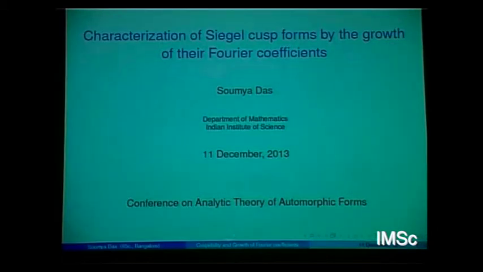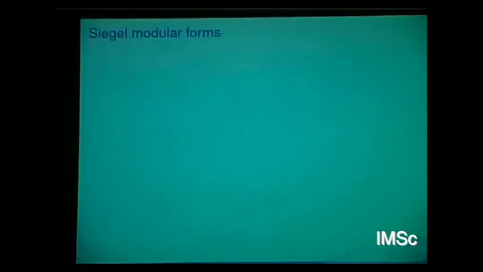And so my talk will be on Siegel modular forms. As the title shows, I will try to characterize Siegel cusp forms by the growth of their Fourier coefficients. So first I would like to recall the basic notions of Siegel modular forms.